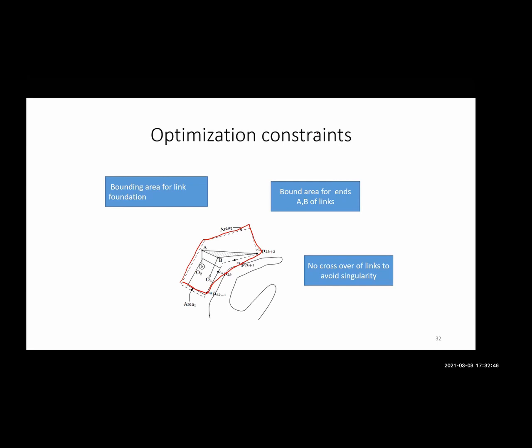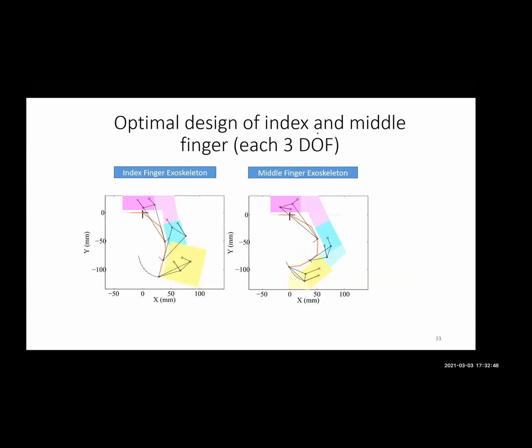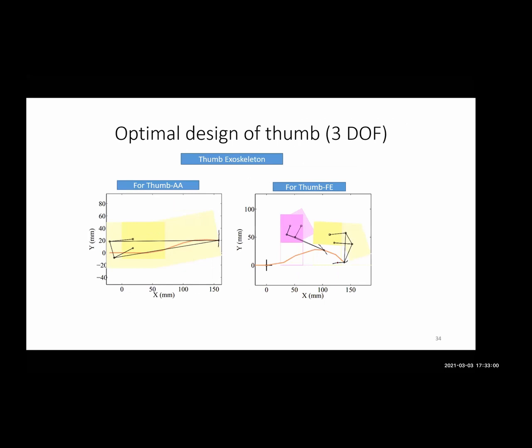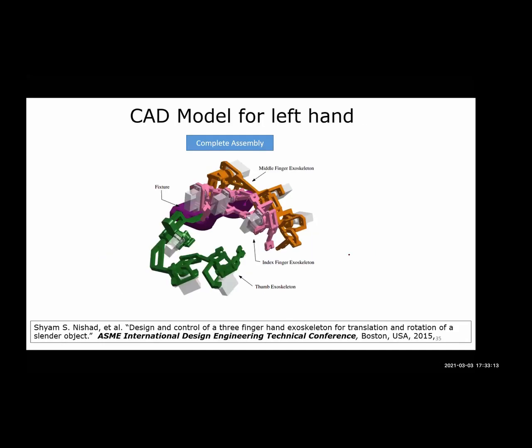After doing that, what we get is this optimal mechanism. This is for the index finger. You can see there is one 4-bar here, another 4-bar there, another 4-bar there. And this is for the middle finger, and this is for the thumb. The thumb also has 3 degrees of freedom, so there is a total of 9 degrees of freedom: index, middle, and thumb. After making this, we developed the device. So this is 9 degrees of freedom for rehabilitation.